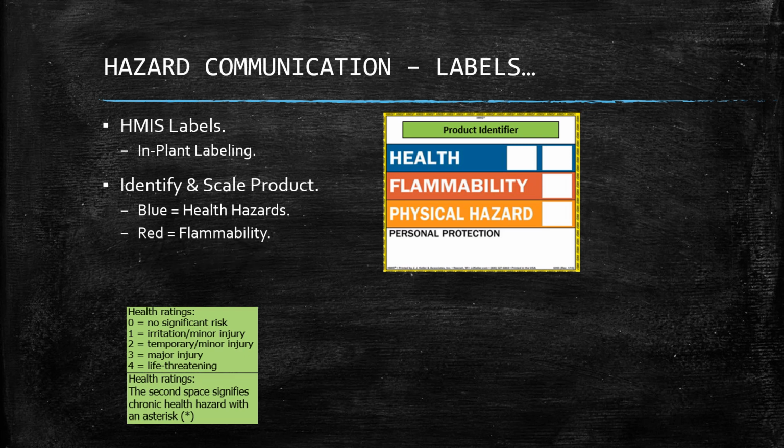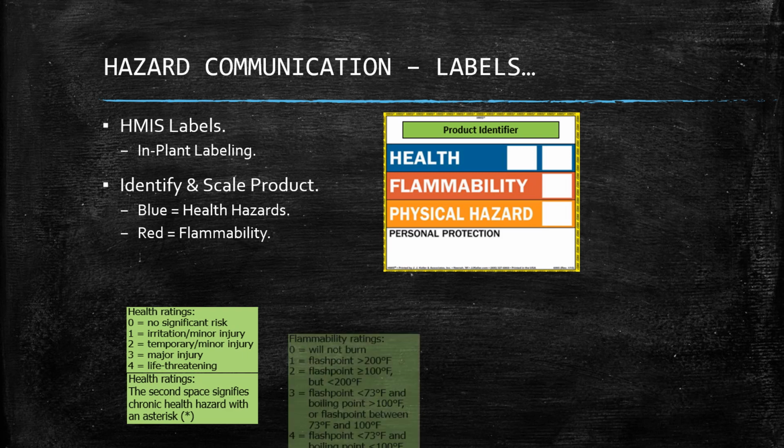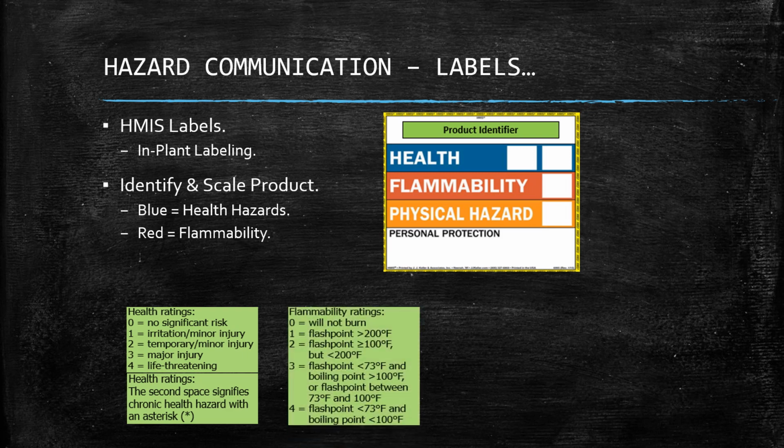The red bar indicates flammability hazards. 0 will not burn. 1 is a preheated flash point above 200 degrees. 2 is flash point between 100 and 200 degrees. 3 is flash point between 73 and 100 degrees. And 4 has flash points below 73 degrees and boiling points below 100 degrees.